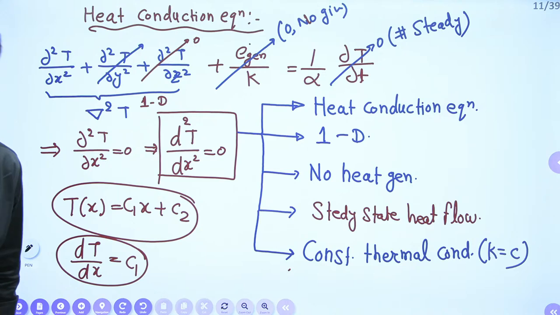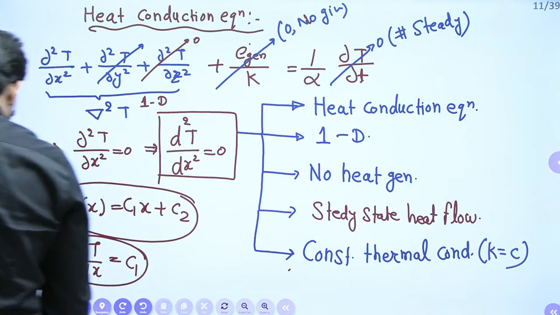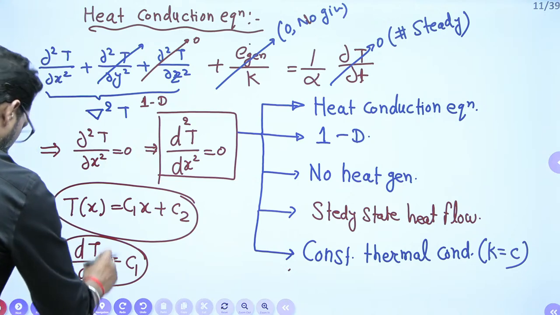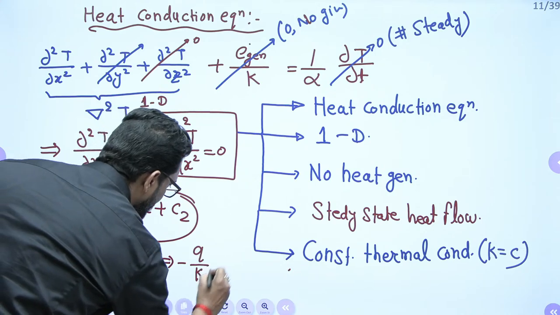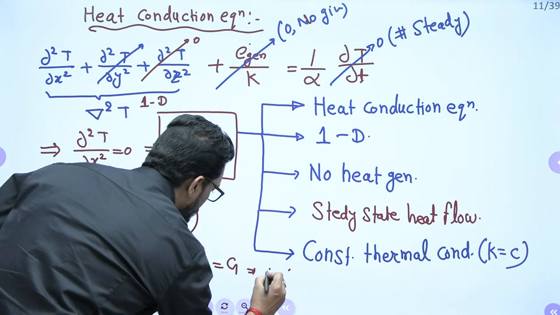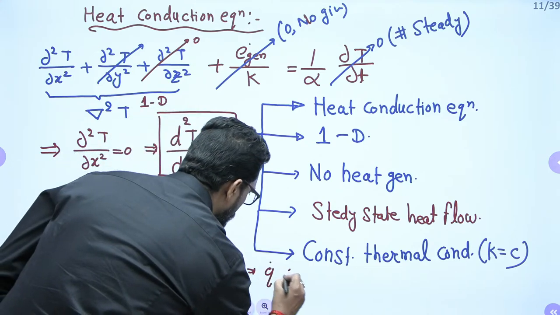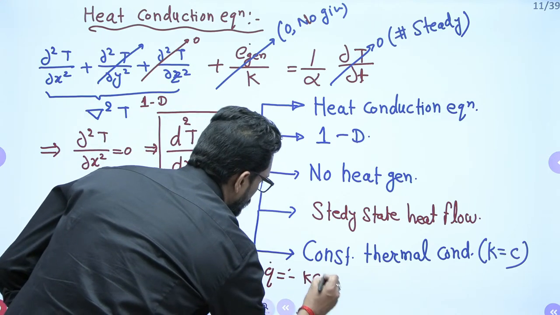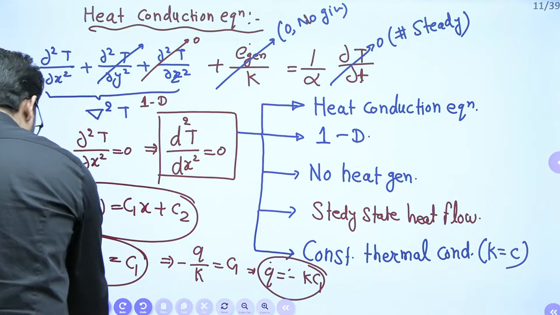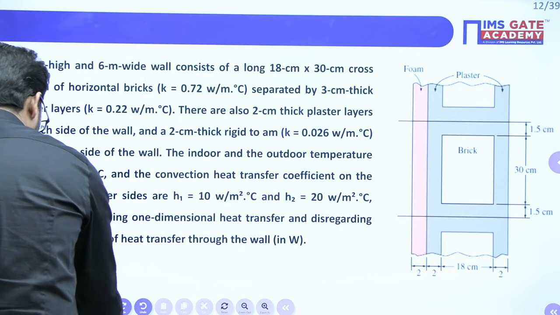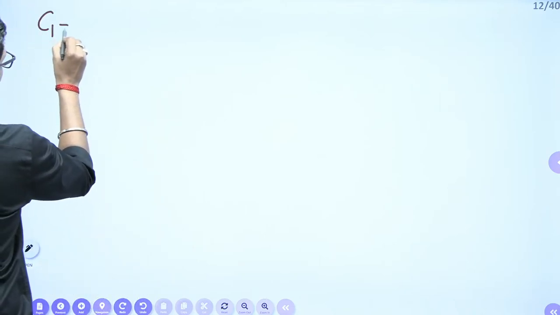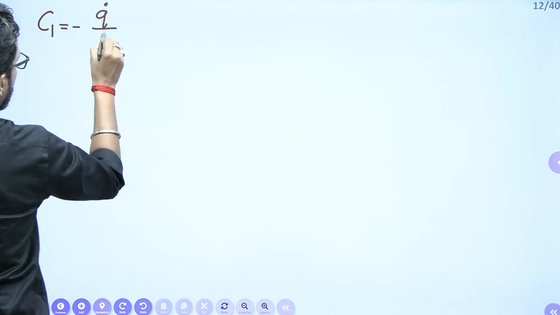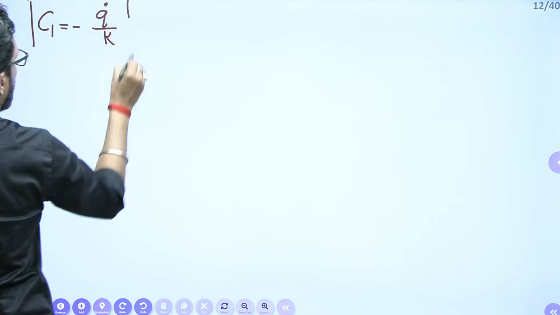So dT by dx you have, that means dT by dx is what, beta? Minus q by k is equal to c1. So q dot is equal to minus k into c1, right? From this you can easily find the c1 value. What is the c1 value? Minus q dot divided by k, the first constant.